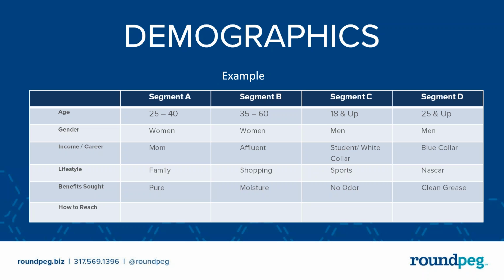Compare that to the segment D, which is really the target for Lava soap. Slightly older, still men, more blue collar, or what I would call blue collar hobbyists. Guys with white collar jobs who work on cars and like to get dirty on the weekend. They enjoy NASCAR, they enjoy hunting and sports, and the reason that they use Lava is because it cleans grease.